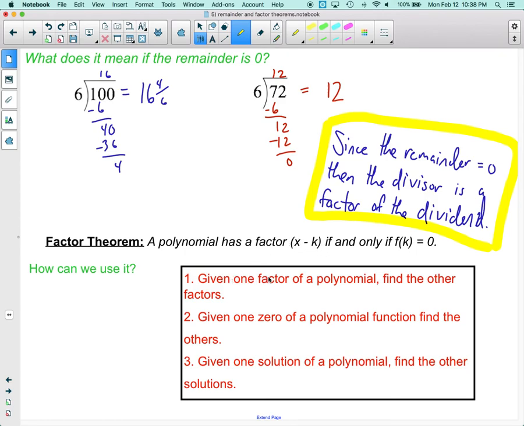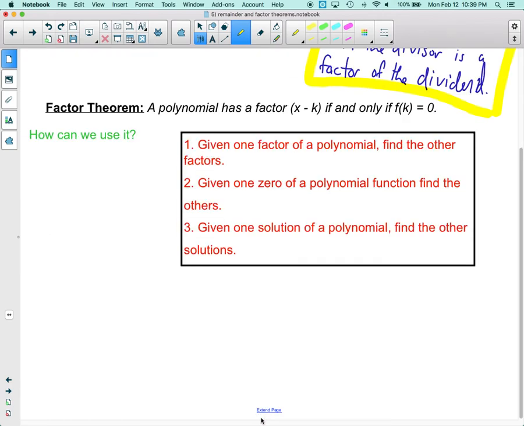So that means if we know one factor of a polynomial, we can find the other factors, or if we know one zero of a polynomial, we can find the other zeros, or if we know one solution of the polynomial, we can find another solution. Remember we talked about not too long ago, and again last semester also, that zeros and solutions really are the same thing. Okay. What we're mainly going to be focused on is that if we know a factor of the problem, we'll be able to find the other factors, or if we know one of the zeros or the answers to the problem, we'll be able to find the other zeros or answers.